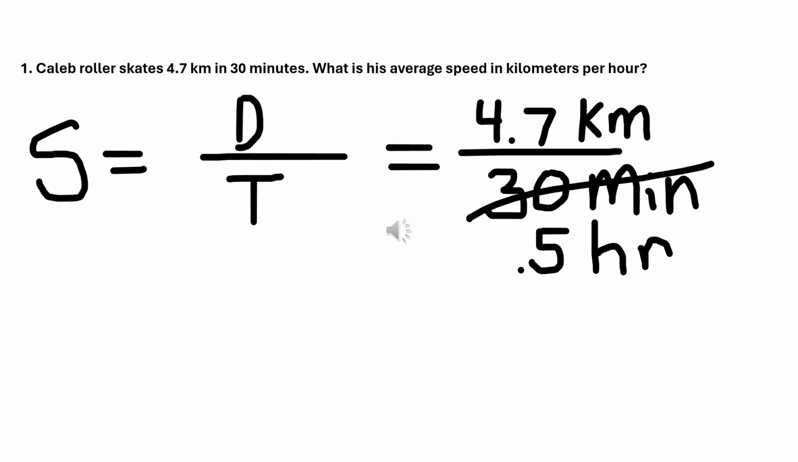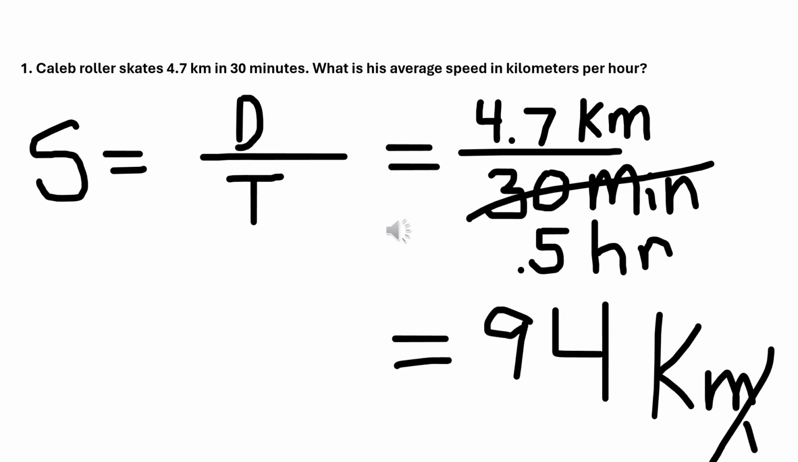I've talked to you guys before about showing your work. For this module, showing your work involves writing the speed formula, speed equals distance divided by time, filling in the numbers, and then you may use your calculator. You don't have to manually do any division for me, and then you write the answer. So I've gone ahead and I've used my calculator to divide 4.7 kilometers by 0.5 hours, and the answer is 9.5 kilometers per hour.